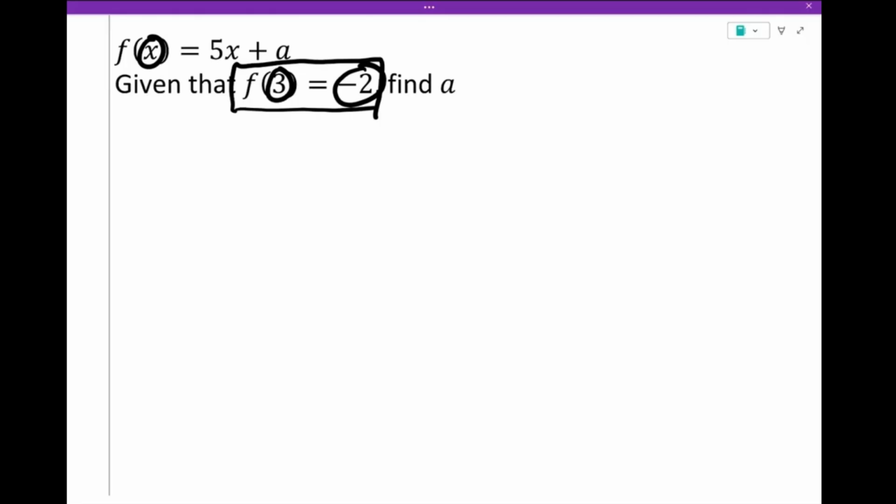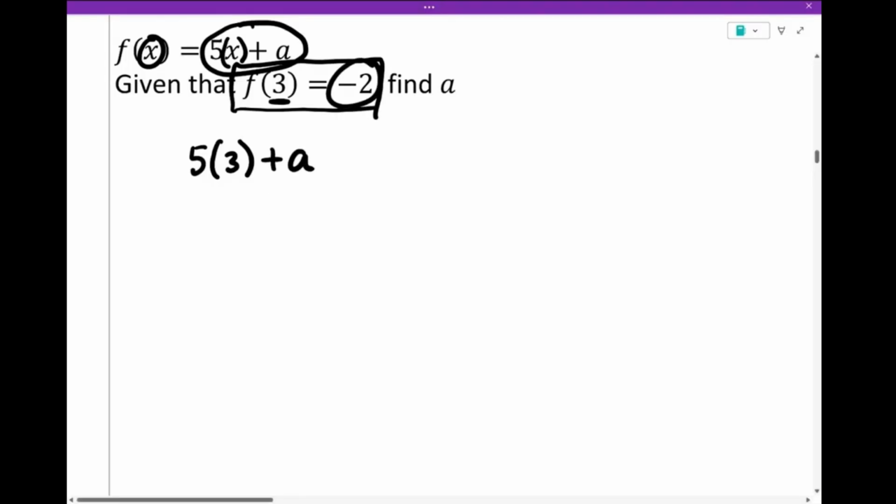So what we're going to do is form an equation using this bit of information. I am going to substitute the 3 into the 5x plus a, and then I'm going to set it equal to the negative 2. Okay, so I put brackets around my x, and now I'm going to substitute my x value of 3 in. So I would have 5 multiplied by 3 in the brackets plus a, and that's going to be equal to the output here, which is negative 2. And now I have myself an equation which I can solve to find a.